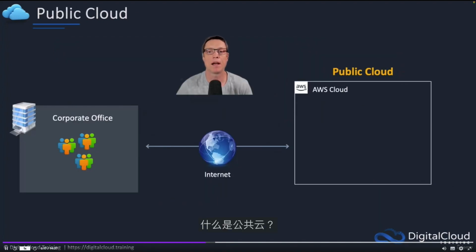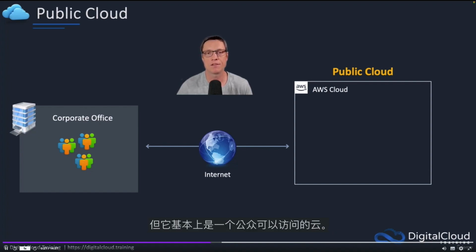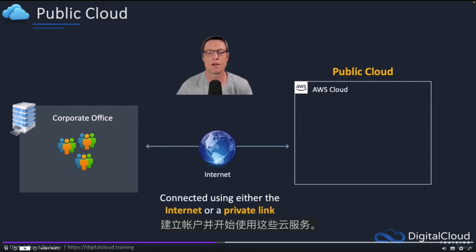So what is the public cloud? So the public cloud, and of course an example here is Amazon Web Services, but there are others like Microsoft Azure and Google Cloud Platform as well. But it's basically a cloud that is accessible to the public. So you as an individual or your company can come along with a credit card, set up an account and start utilizing those cloud services.